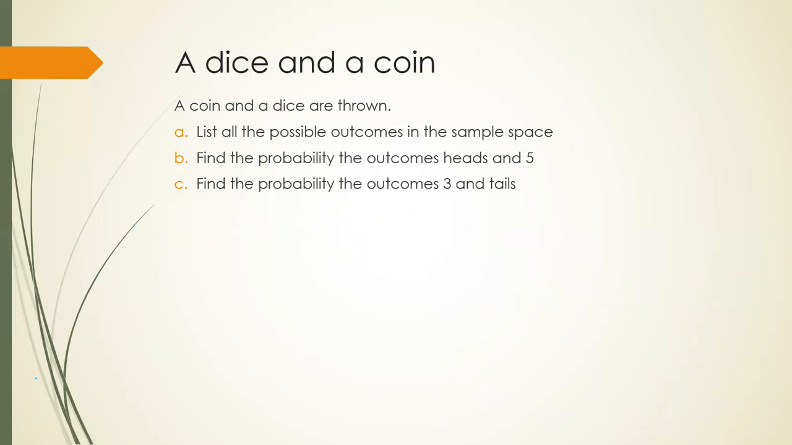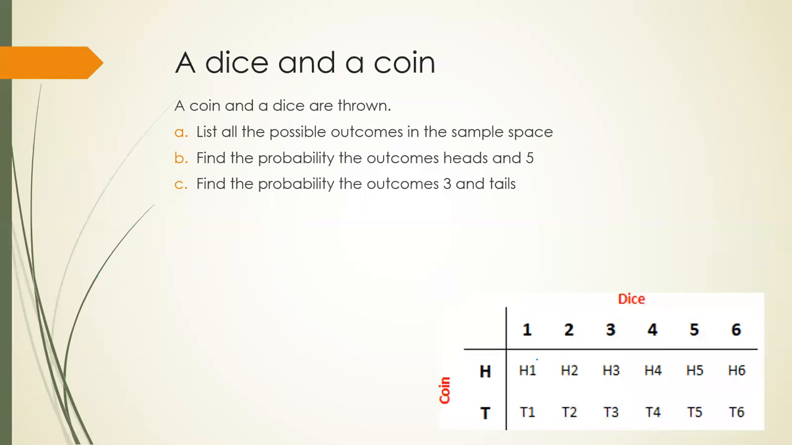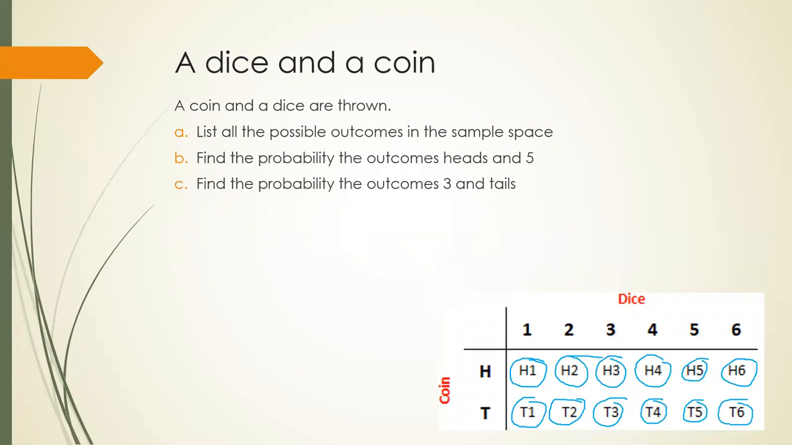How about if the event is if we throw a dice and a coin? If we throw a dice and a coin, the sample space is such as this one: H1, H2, H3, H4, H5, H6, tail and 1, tail and 2, tail and 3, tail and 4, tail and 5, or tail and 6. Okay, all of them are 12, right? So N(S) equals 12.